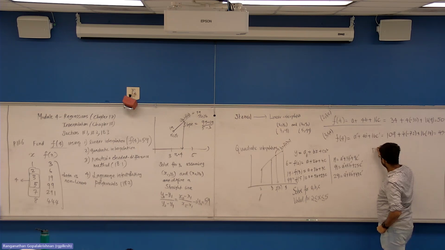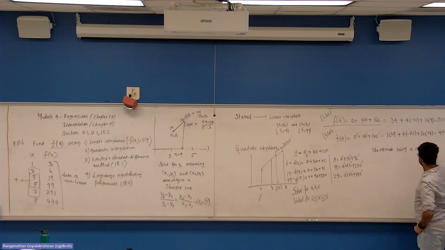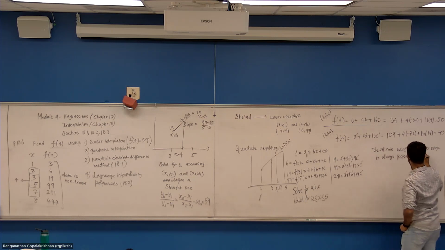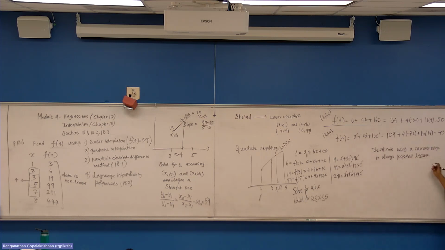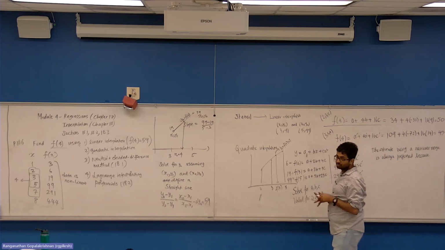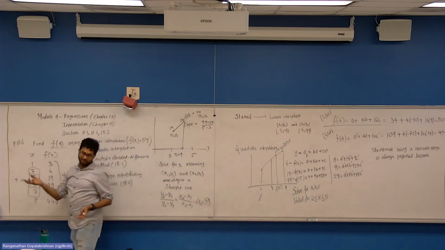Okay, the estimate using a narrower range is always preferred. Because why is it preferred? Before I write the reason, why is it better to go with a narrower range than with a wider range to do your interpolation? The numbers we have are closer to the number we're looking for. We know we are looking for f of 4, but we don't know its true value.